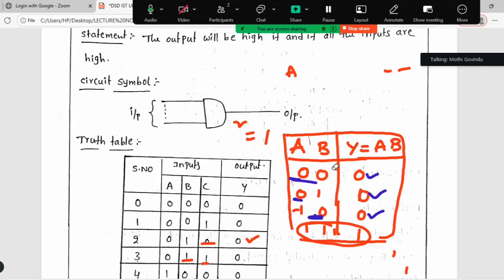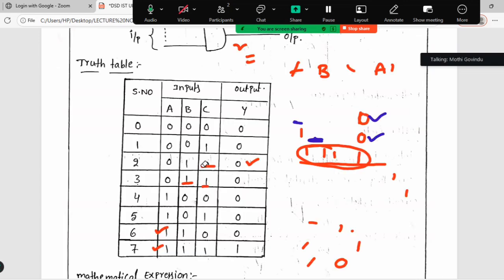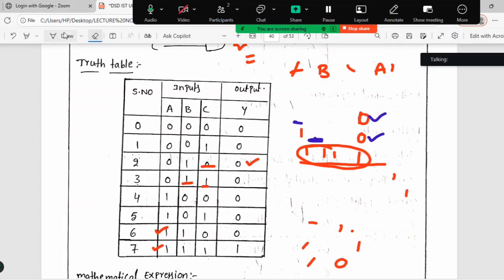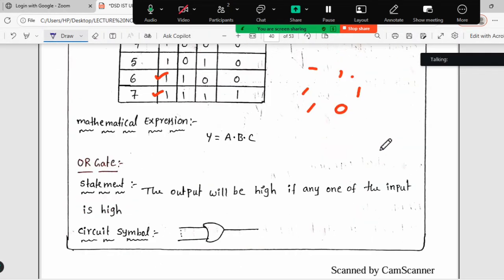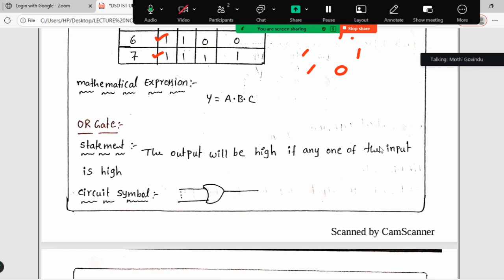Clear? Right. So this is a symbol representation. This is a mathematical product. This is the mathematical expression y equal to a into b into c. This is about AND gate operation.